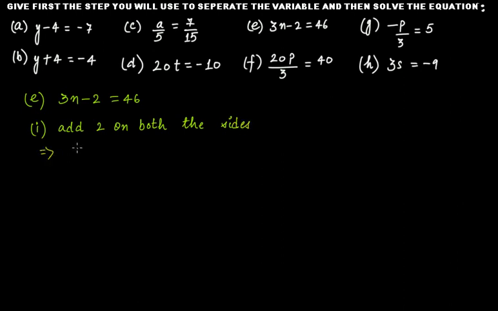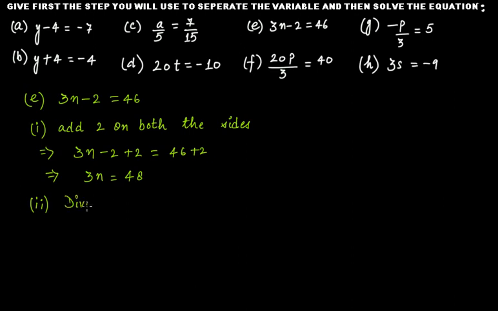So this will give you 3n minus 2 plus 2 equals to 46 plus 2. And you will get 3n, as minus 2 plus 2 will get cancelled. I mean, you will get 0. So this is 48 now. Now, since this is 3 times n, therefore, if you want that on the left hand side we are left only with n, that is a variable, so you'll have to divide both the sides by 3.